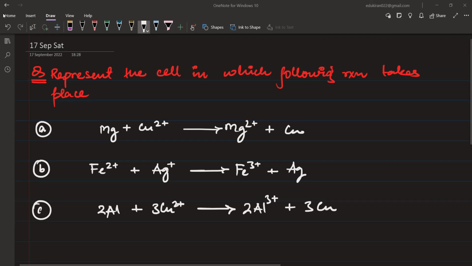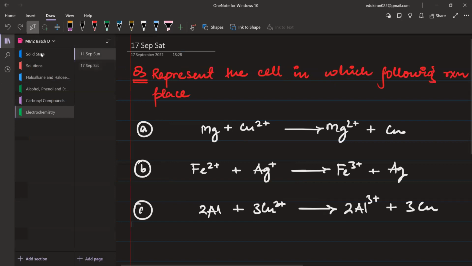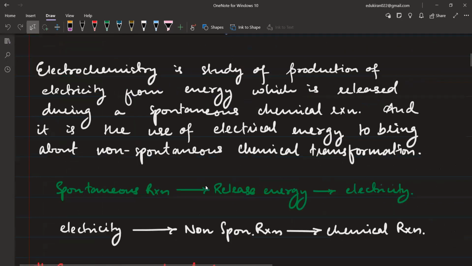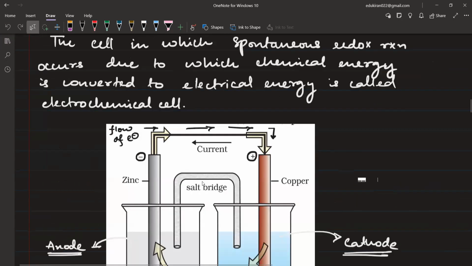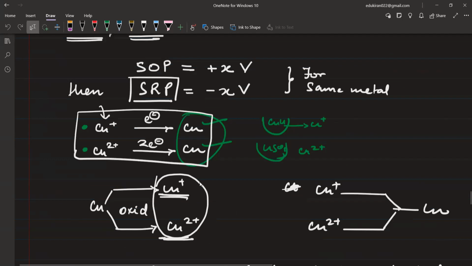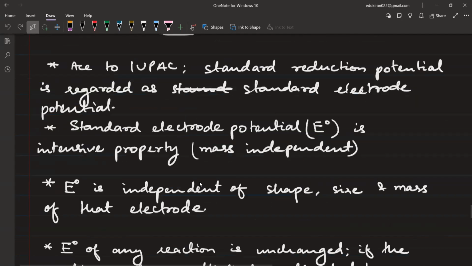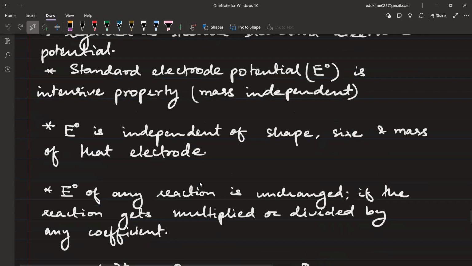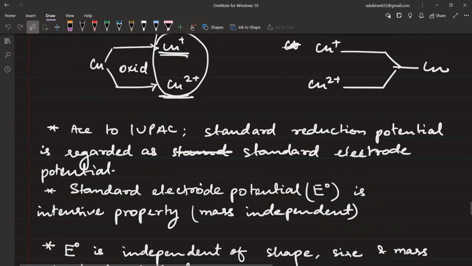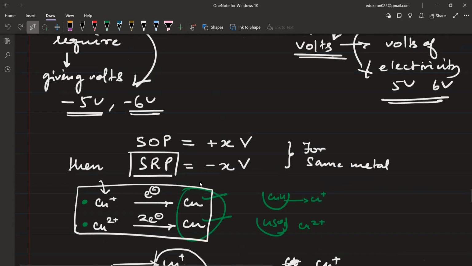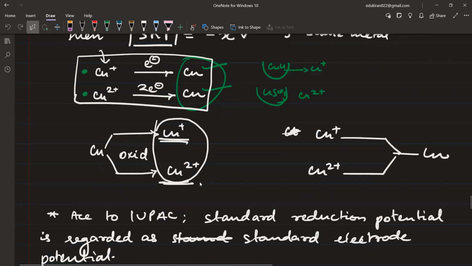In the last class, we ended up talking about the electrode potentials. So E naught is independent of shape, and standard electrode potential is an intensive property. Also SOP and SRP, we have these things. We're talking about electrode potential in general only, right? Electrode potential in general.